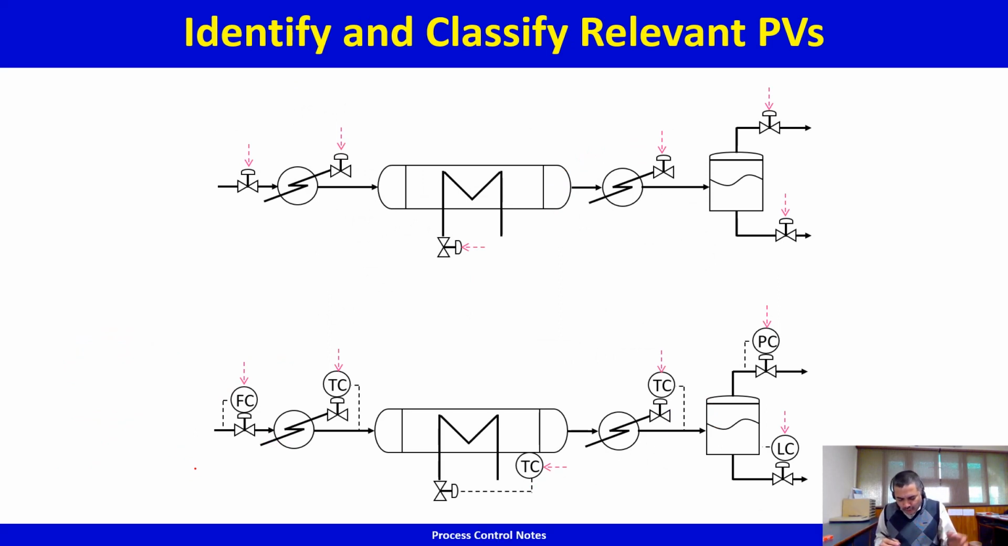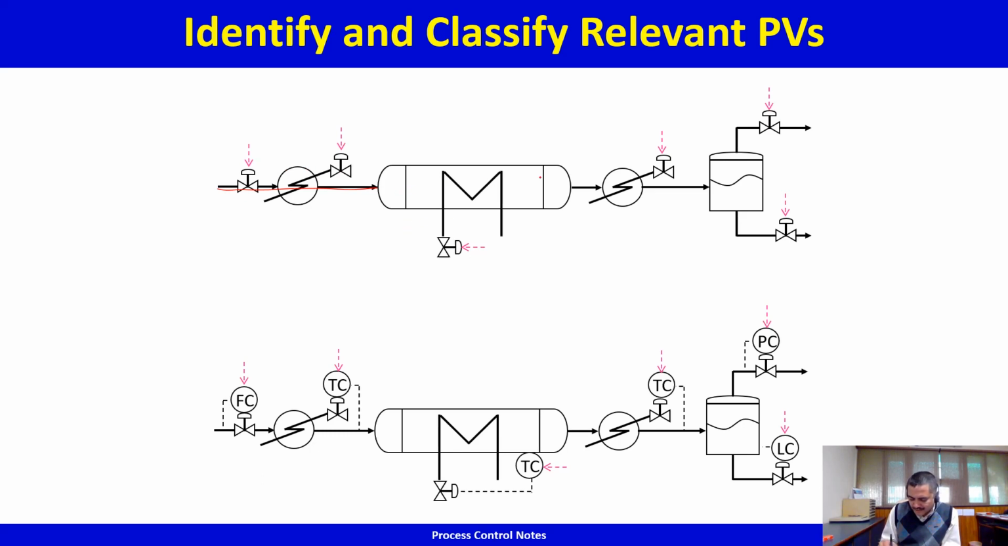So we have looked at a toy process. Now as an exercise, I would like for you to identify and classify the relevant process variables into input PVs and output PVs. And let's look at the process. So you've got a vapor phase packed bed reactor which is cooled. So you've got feed flowing into the reactor. The feed is cold. It is brought to the reactor temperature by a heater.